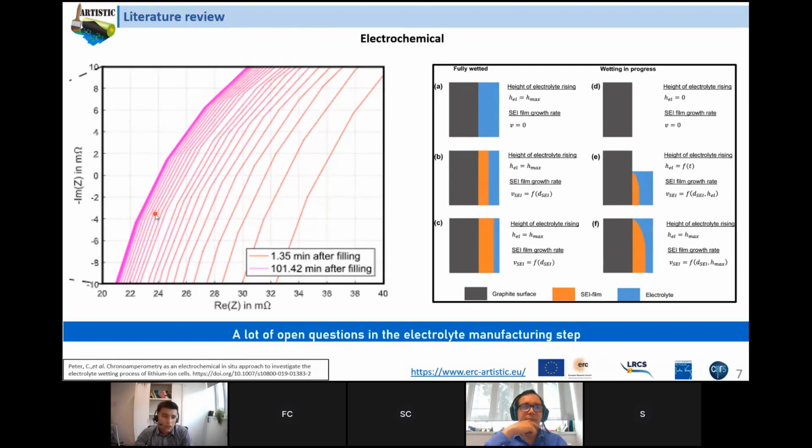As you can see, overall impedance is decreasing, which means overall ionic resistance is decreasing. Therefore, they are concluding something about how the electrolyte is going through the cell, basically, its rate. The second work is particularly quite interesting.